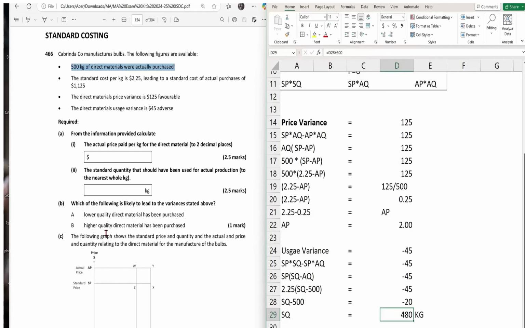If higher quality material were purchased, in that case the price variance would be adverse. Why? Because the actual cost of material is more than what we thought, right? And obviously for good quality material, the price will be more, right?